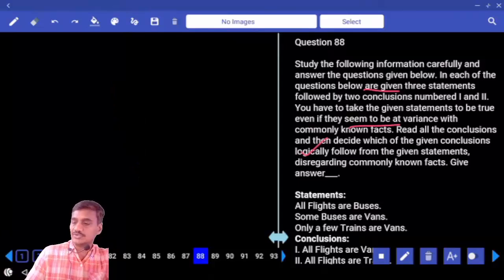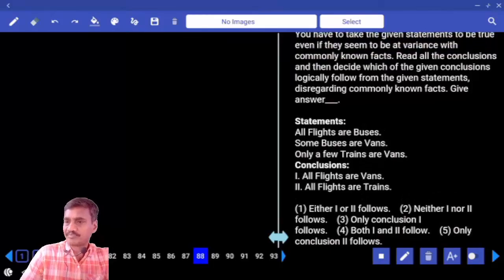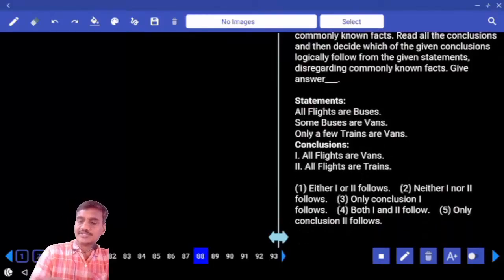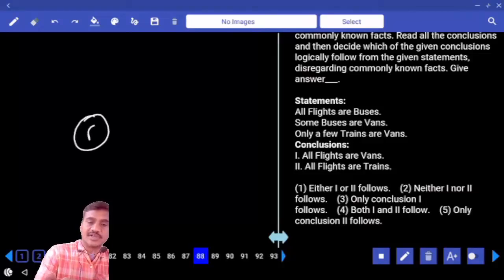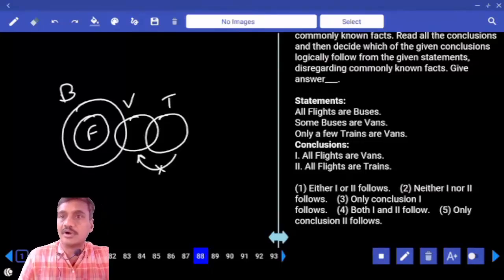Now with this 88 to 90, all flights are what? All flights are buses. Now these are the flights which are buses. And some buses are vans. And only a few trains are vans. Only some trains are vans, but not all.